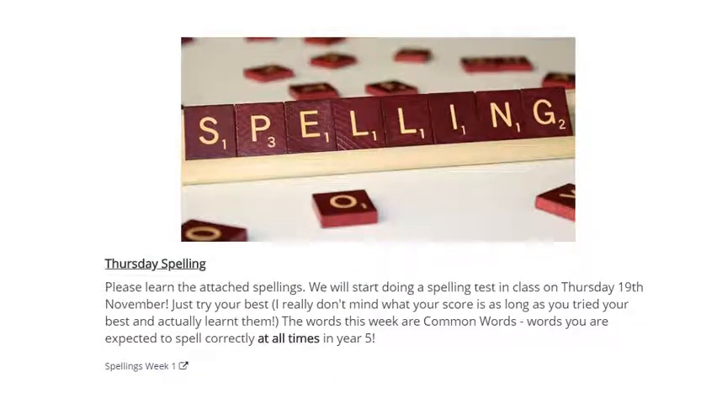In regards to spelling, this is your first week that you've had to learn spellings in Year 5. I would like you to learn the spellings. I've given you a document. There are common words that we should be able to spell correctly all the time in Year 5. Just a few words that we kind of get mixed up, like people, because, through, don't with the apostrophe. So just have a little practice.